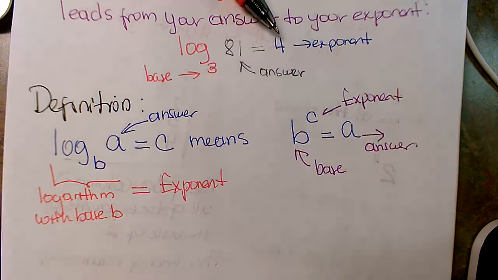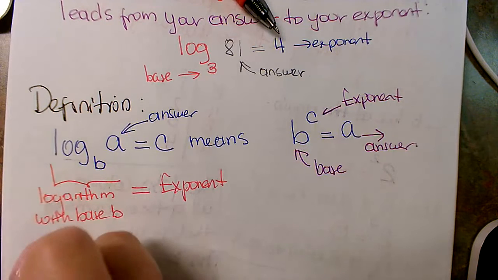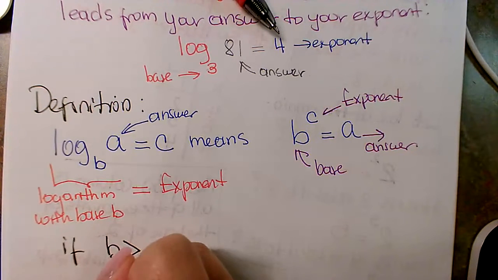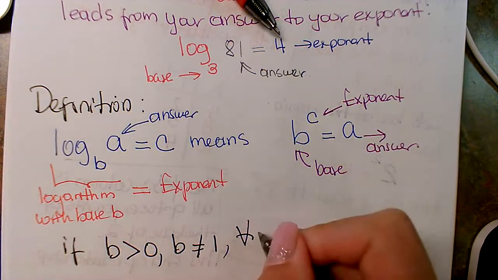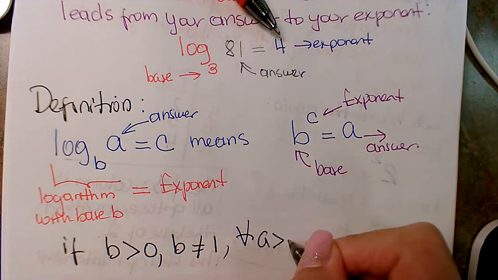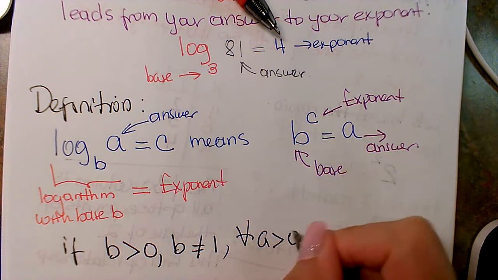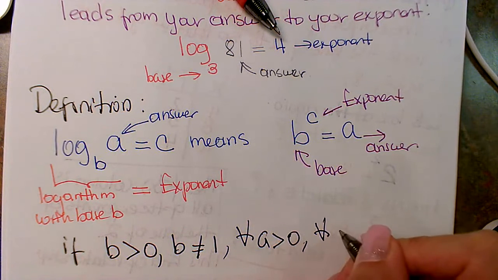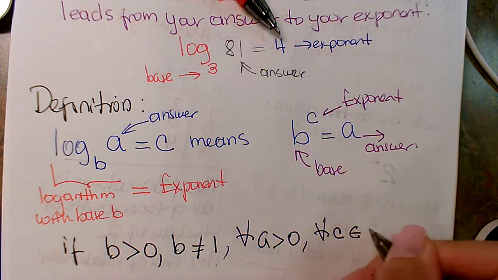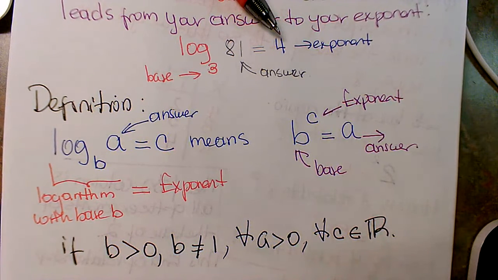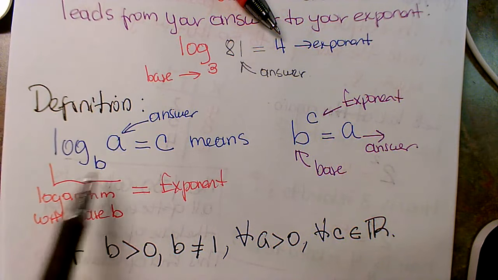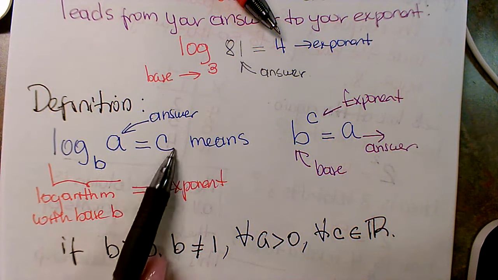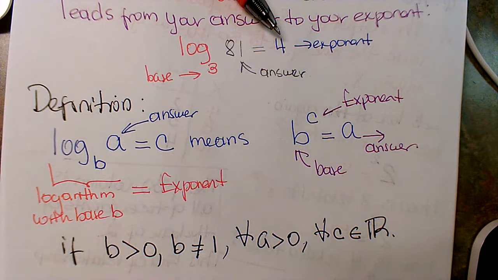So if b is greater than 0 and b is not equal to 1, and a needs to be greater than 0, and c needs to be an element of all of the real numbers. So all of this needs to happen. This one cannot be 0, cannot be equal to 1, and c needs to be part of the real numbers.